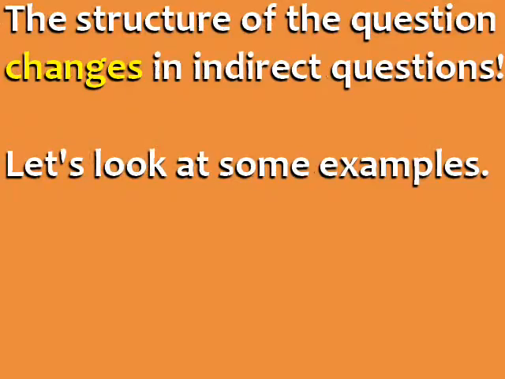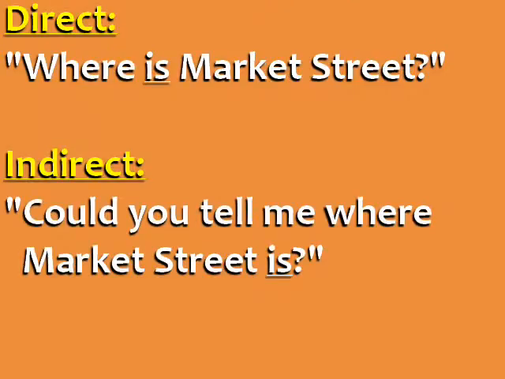Now, the structure of the question changes in indirect questions. Let's look at some examples. Direct: Where is Market Street? Indirect: Could you tell me where Market Street is? In indirect questions, forms of the verb to be, like is, are, and were, come after the subject, not before the subject.